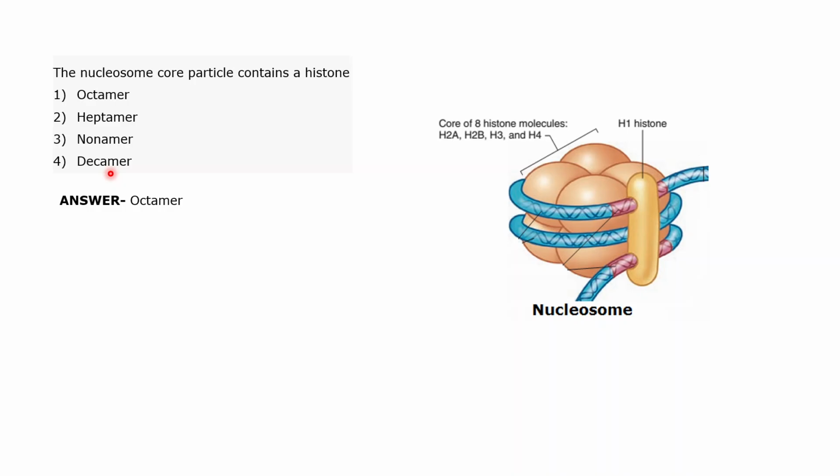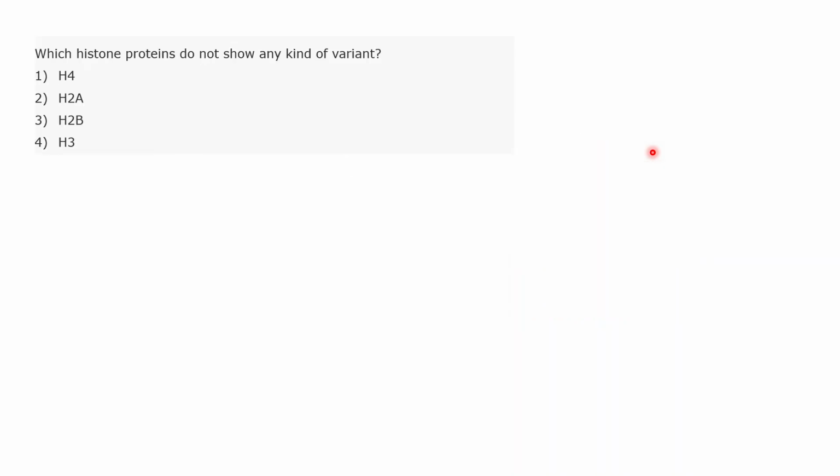This we have discussed before. This is a nucleosome core particle. You can see that there are 8 histone molecules, 2 copies each of H2A, H2B, H3, and H4, and H1 acts as the linker histone molecule there, right? Okay, I think this is clear. I will just move on to the next question.